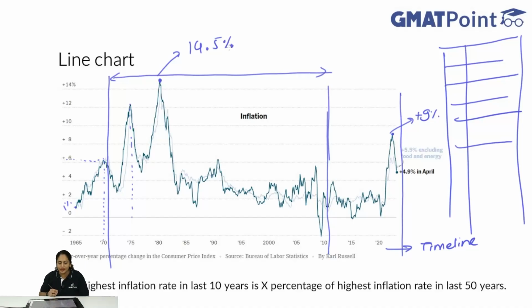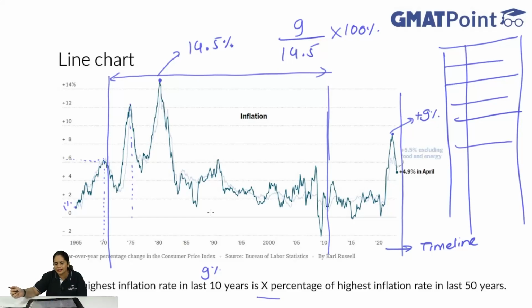So we are essentially asked: this 9% is X percent of the inflation rate of the last 50 years. So 9% is what percentage of 14.5? Essentially we have to consider the ratio of 9 by 14.5 in percentage terms. So 9 by 14.5 into 100% will be the required value. Did I have to convert everything into a table? No. Did I have to consider all the values from 70, 75 onwards? No. I just had to find out the peak. I have to compare the peak in this region with the peak in that region and find out how much this is as a percentage of that.